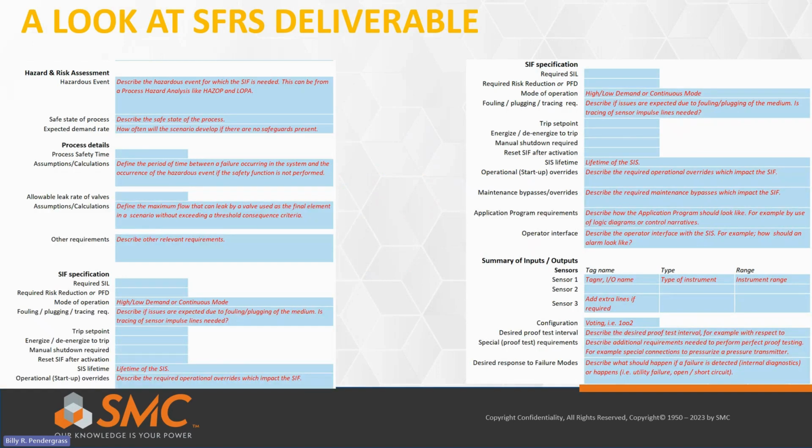Here is a sample of an SFRS deliverable. We describe each hazard event, then the required level after safety is implemented, how the operator will now interface with the machine, and a description of what should happen if a failure is detected or occurs.